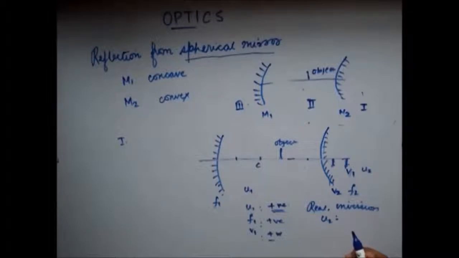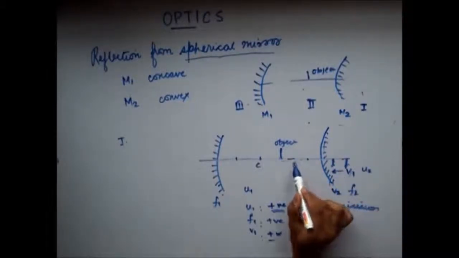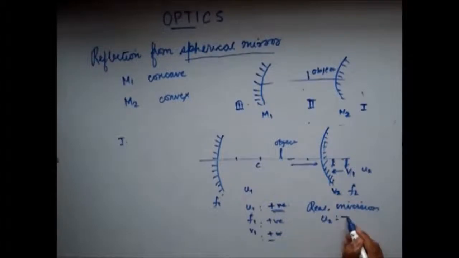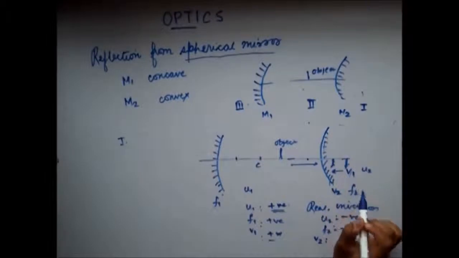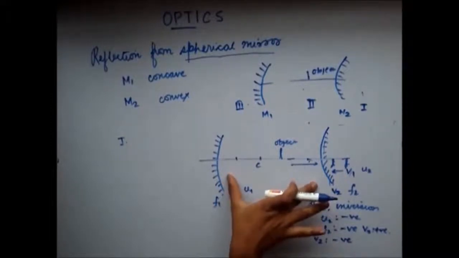What is U2? Negative or positive? I move from the object to the mirror. My direction of movement is this, but the rays strike in this direction. So U2 is negative. What is F2? It is negative. And what is V2? If the image is formed here, V2 is negative. If the image is formed here, V2 is positive. I exactly don't know where the image is formed because I don't know this distance.